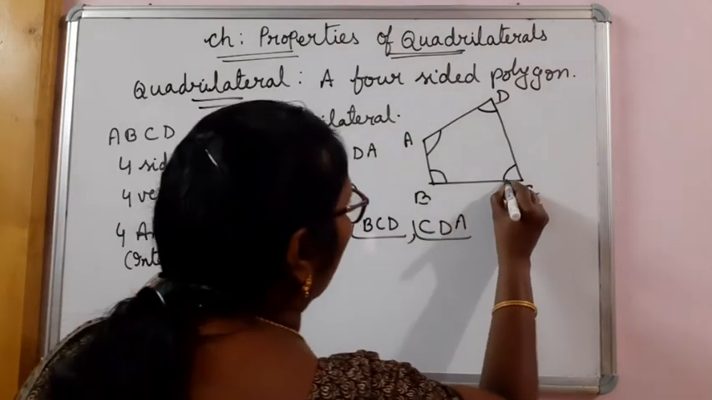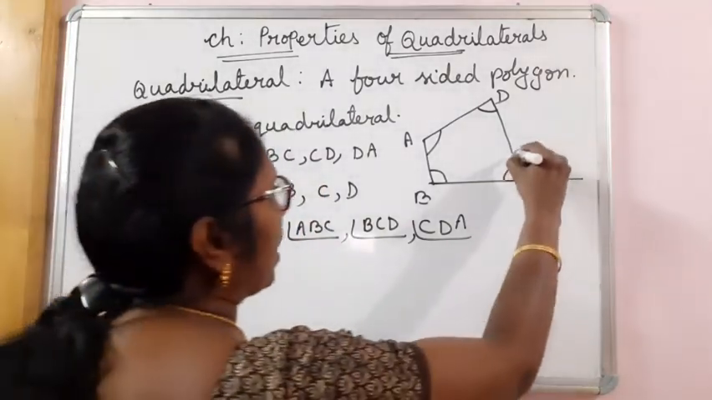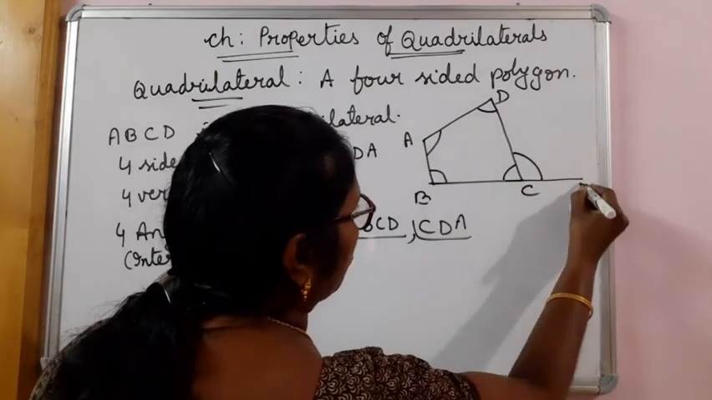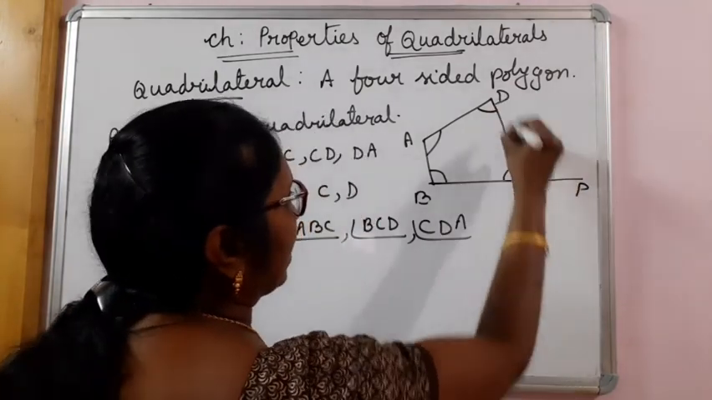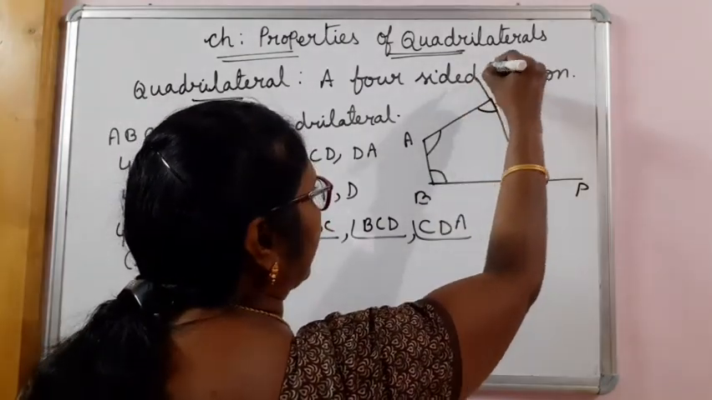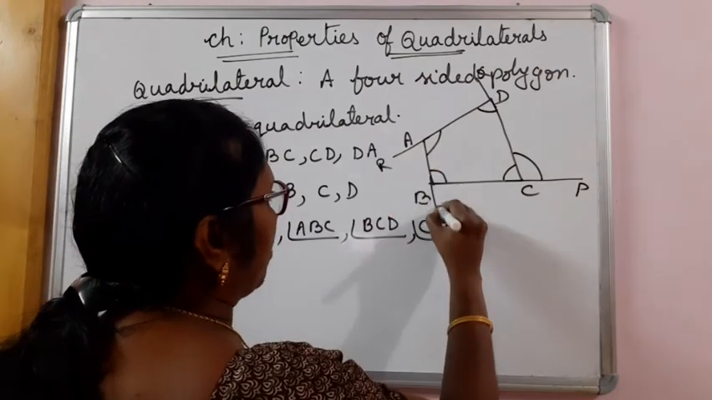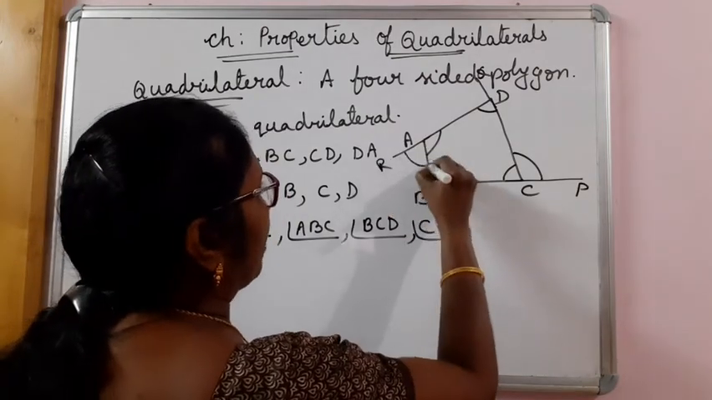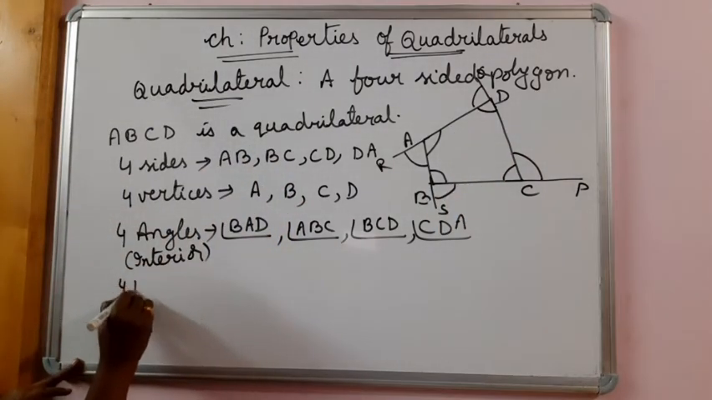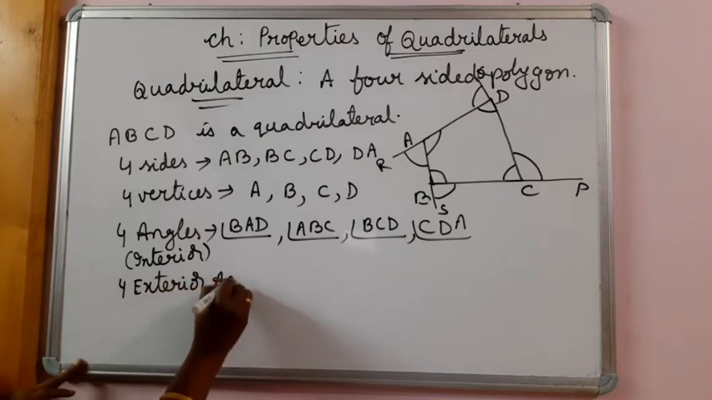When a side of a quadrilateral, or any polygon, is produced, we get an exterior angle. BC is produced to P. Then angle DCP is the exterior angle. Similarly, let me produce CD to Q, DA to R and AB to S. So when we get these, all are exterior angles. So a quadrilateral has got four exterior angles also.